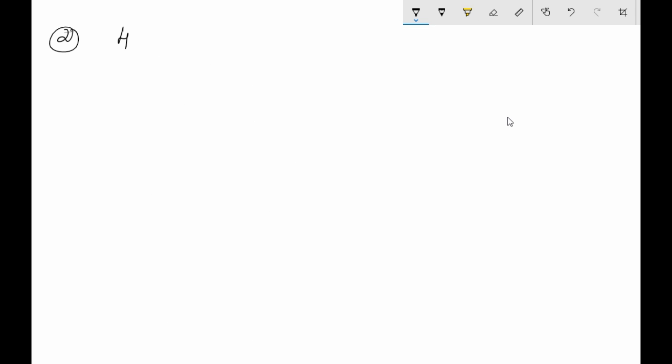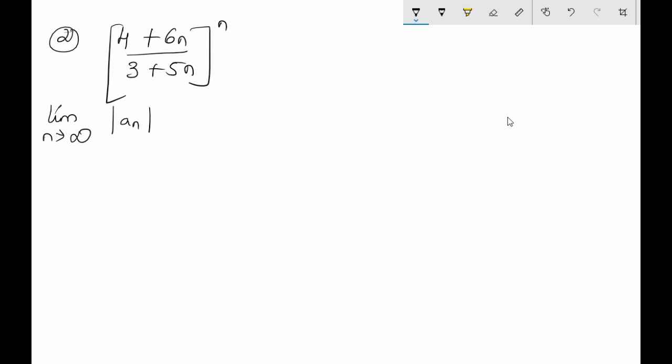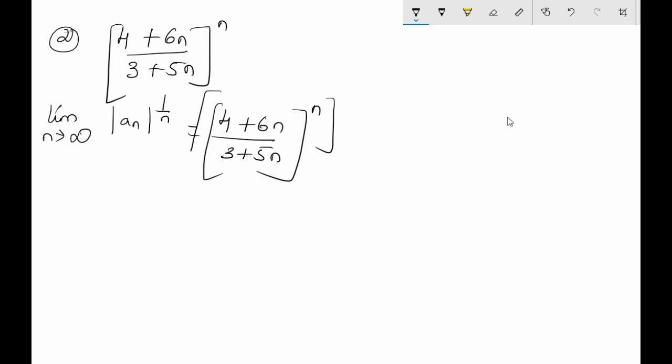Second one is (4 plus 6n) divided by (3 plus 5n), raised to n. So by root test, limit n tends to infinity, nth root of a_n will be equal to (4 plus 6n) divided by (3 plus 5n) raised to n, and taking the nth root, this will be getting cancelled out. So we'll be left with (4 plus 6n) divided by (3 plus 5n).